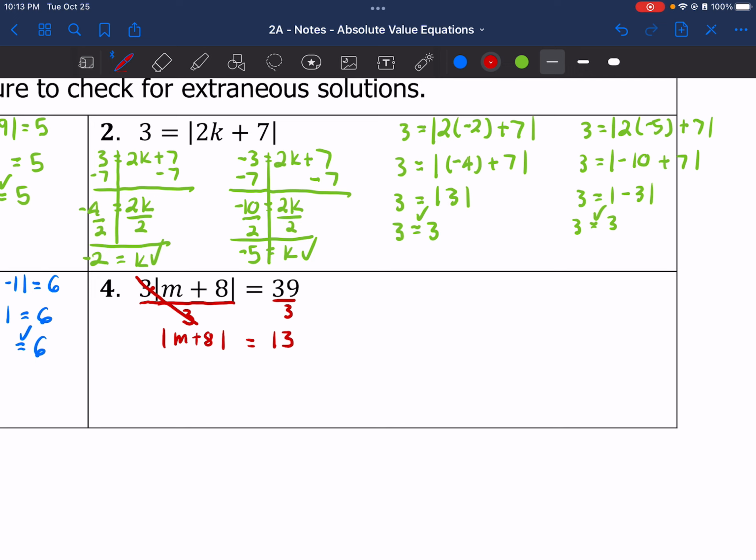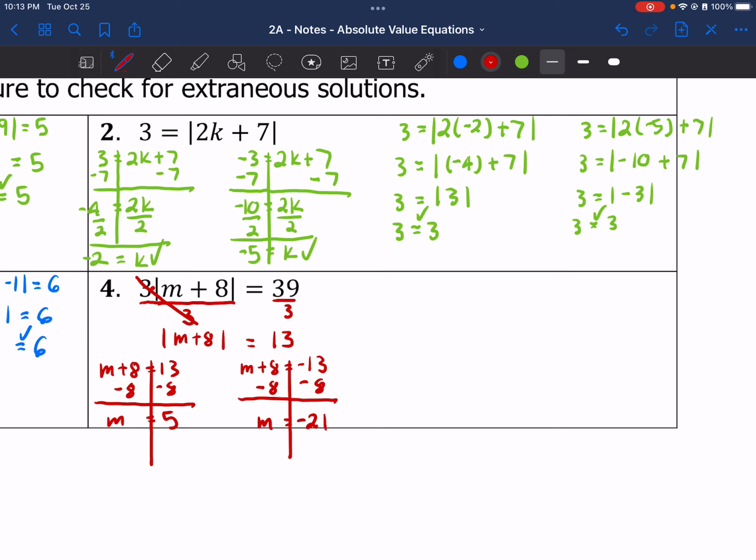Now we can create our two equations, and we're going to get m plus 8 is equal to 13, and m plus 8 is equal to negative 13. We're going to solve for our variable once again. Starting with our left side, we're going to subtract 8 on both sides, and we get m is equal to 5. Then we are going to do the same thing here. I'm going to subtract 8 from both sides. And we get m is equal to negative 21.